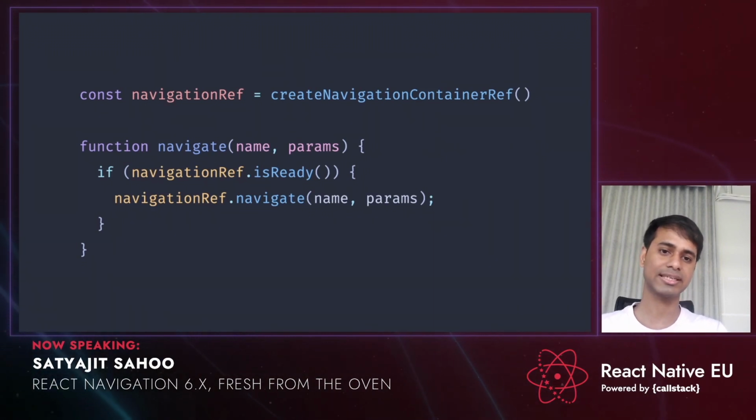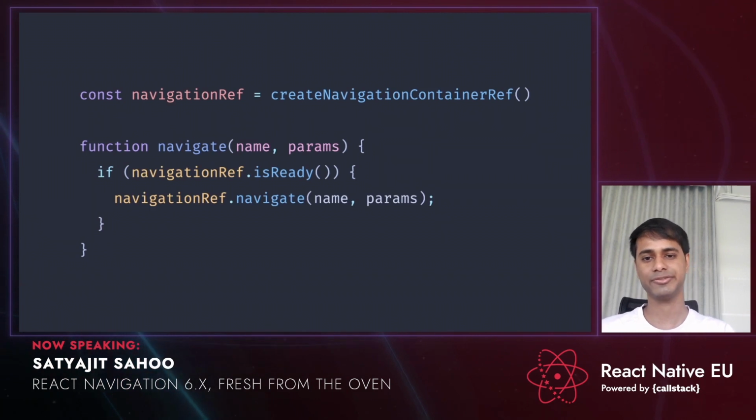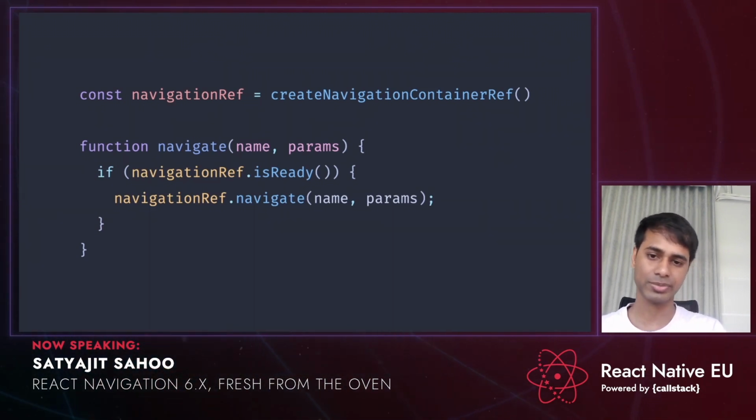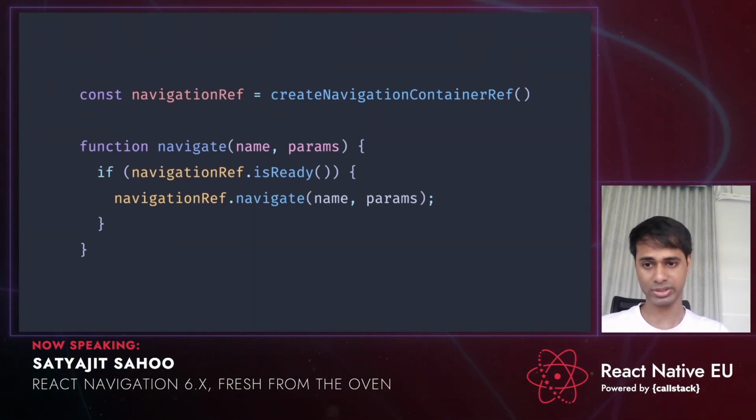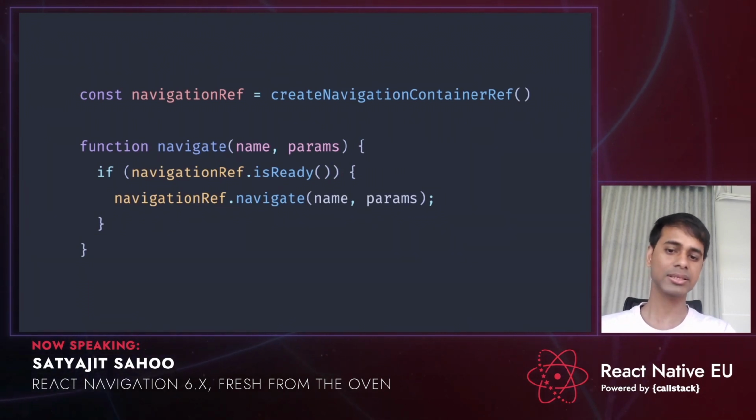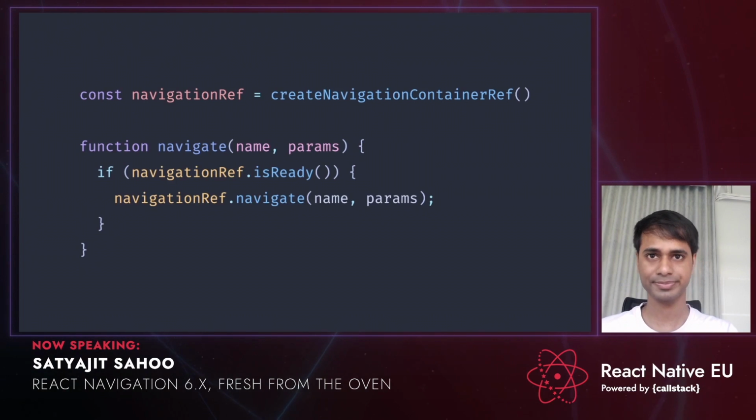Now we have a createNavigationContainerRef helper and also a useNavigationContainerRef hook, and it has all of these set up automatically. So all you need is to check isReady on this ref, and then you call navigate on this ref, which is much simpler than before.